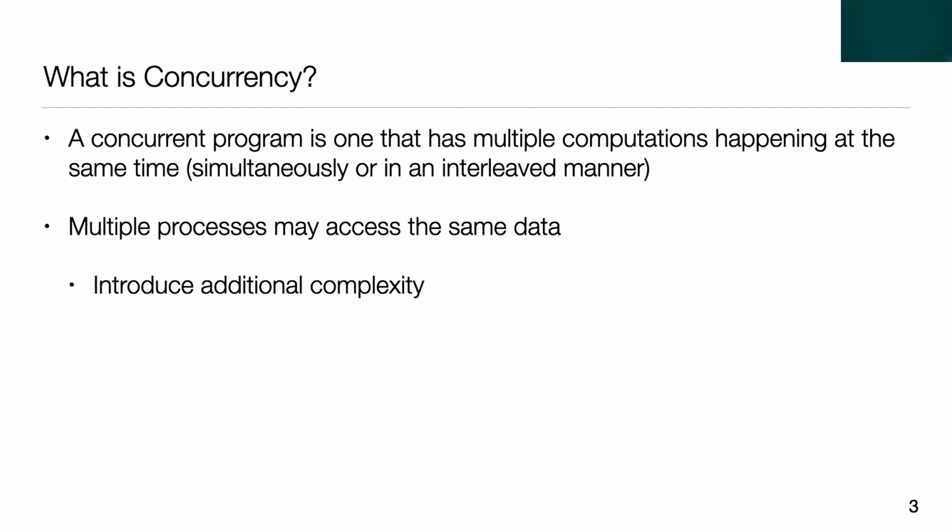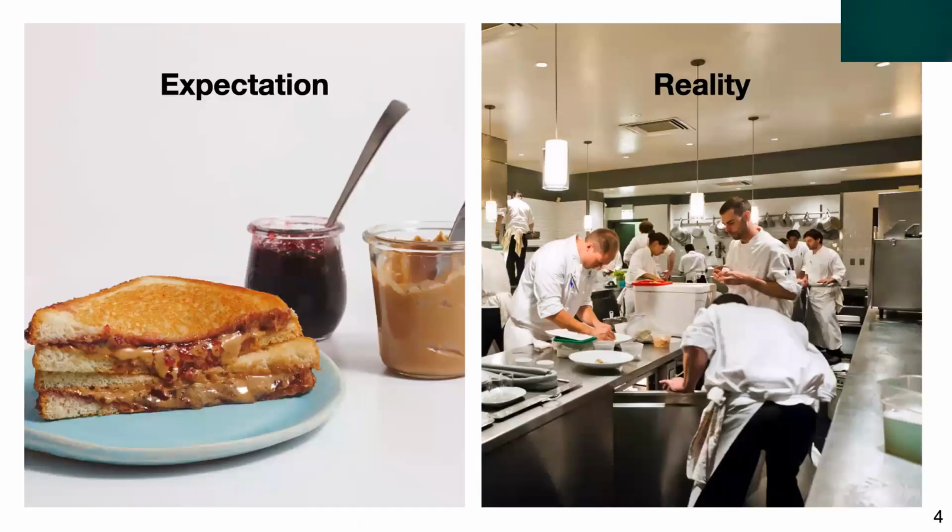A concurrent program is one that has multiple computations happening at the same time, simultaneously or in an interleaved manner. This may result in additional complexity when multiple processes attempt to read and modify the same data. Now let's look at this from a computing student's perspective.